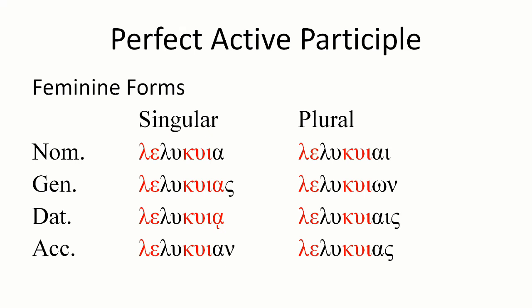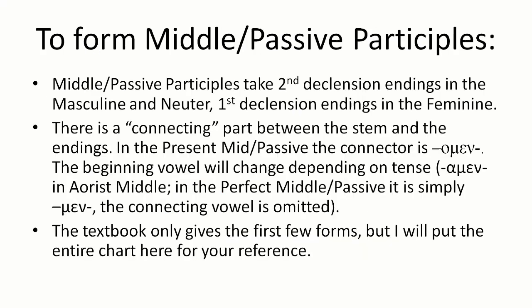Then the plurals should be no problem. Lelukuiai, lelukuion, lelukuiais, lelukuias. All right, congratulations. You have made it through the active forms of the participles. Once you get through this, the rest of these forms are much easier.